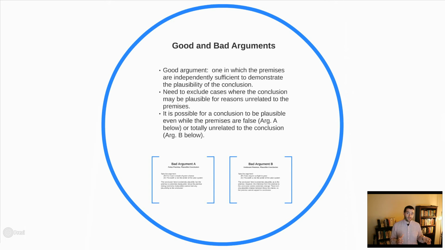To be a good argument means that it is successful in that task, that those premises demonstrate the plausibility of the conclusion. The way I'm saying this, I know, might sound a little forced and technical. The reason here, though, is that we need to stress the importance of that connection between the premises and the conclusions to exclude cases where the conclusion may be plausible for reasons entirely unrelated to the premises. It's in fact possible for a conclusion of an argument to be plausible even while the premises are false or totally unrelated to the conclusion.